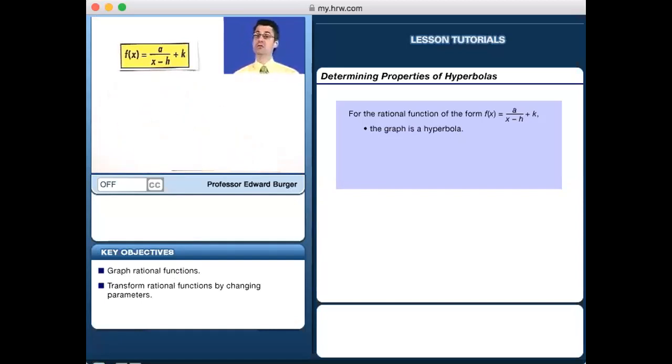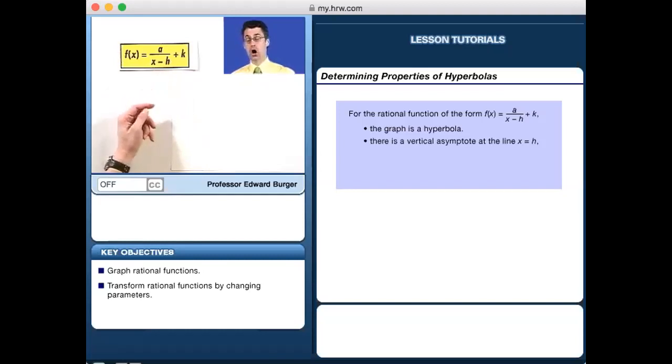For example, if you want to find the vertical asymptote, the vertical asymptote is going to be where the denominator equals 0. So if I take the denominator, which is x minus h, and set it equal to 0, I see x equals h. So I have a vertical asymptote at x equals h. So I can always get the vertical asymptote pretty easily if the function is written this way.